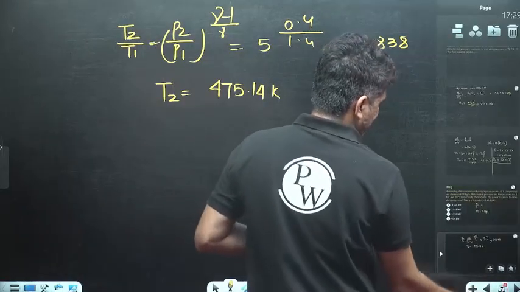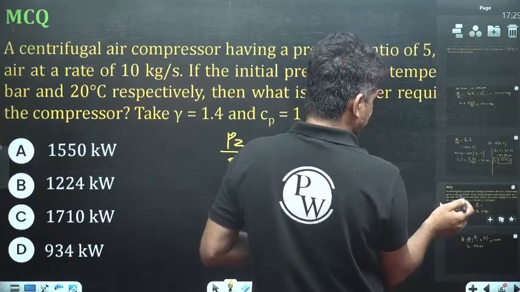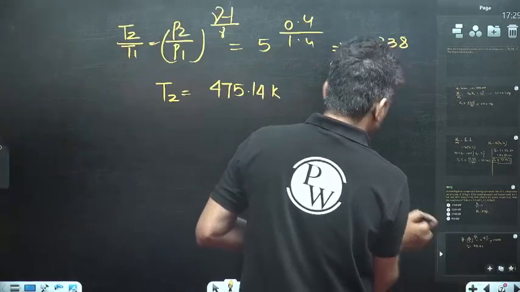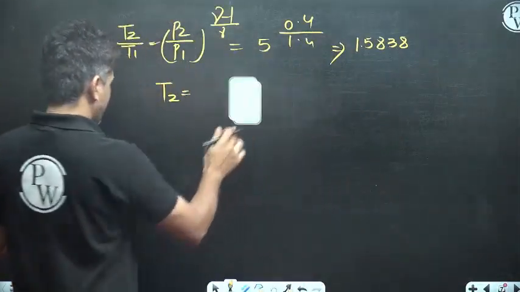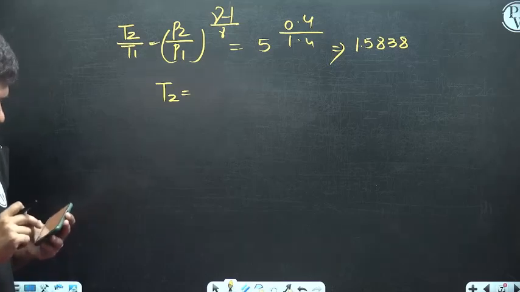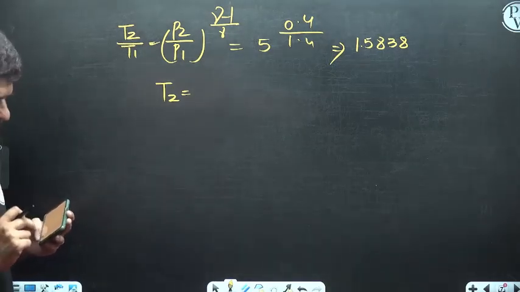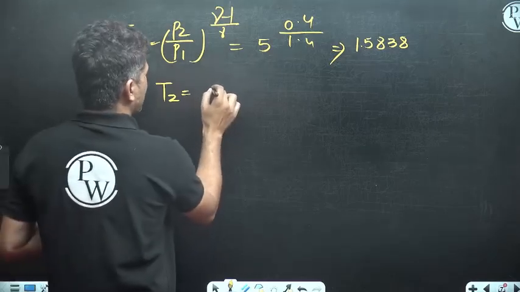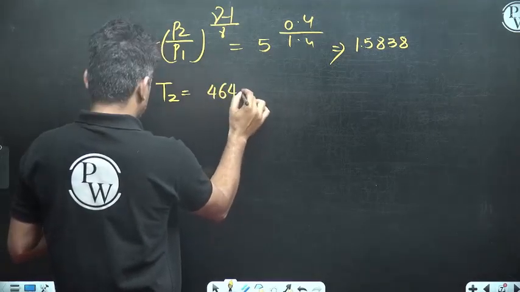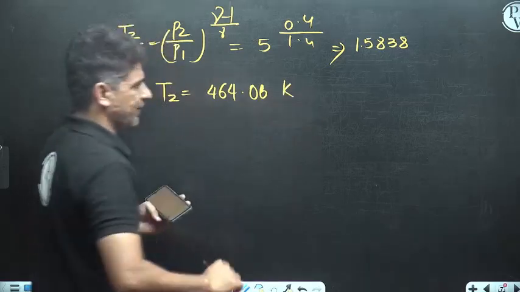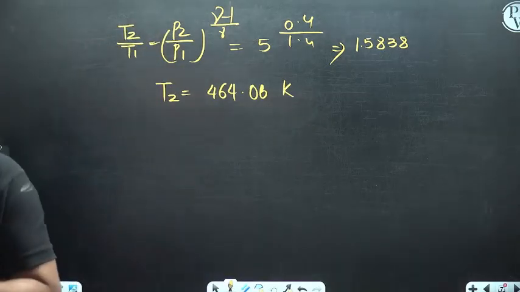Wait. This is not 300, this is 20 degrees centigrade. So if it is 20 degrees centigrade, then T1 will be 293. So 1.588 multiplied by 293, T2 will be equal to 464.06 Kelvin. So this will be your T2.